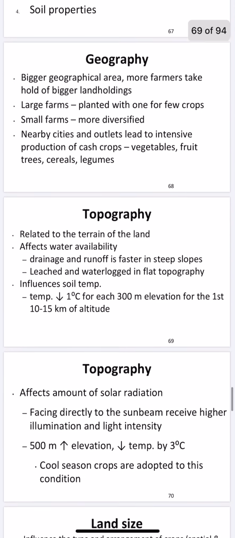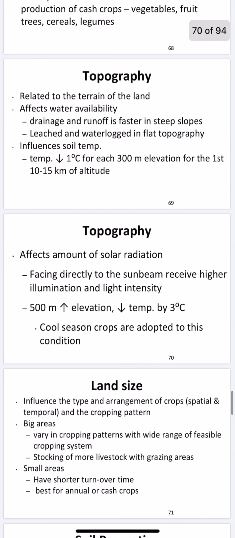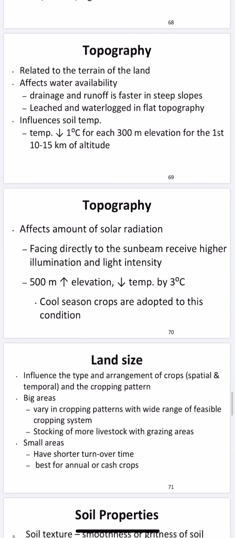So what is the effect of topography? This is related to the terrain of the land, and this affects water availability. Drainage and runoff is faster in steep slopes, and water usually leaches and lags in flat topography. And this influences soil temperature as well. So the temperature is lower by 1 degree Celsius for each 300 meters of elevation for the first 10 to 15 kilometers of altitude.